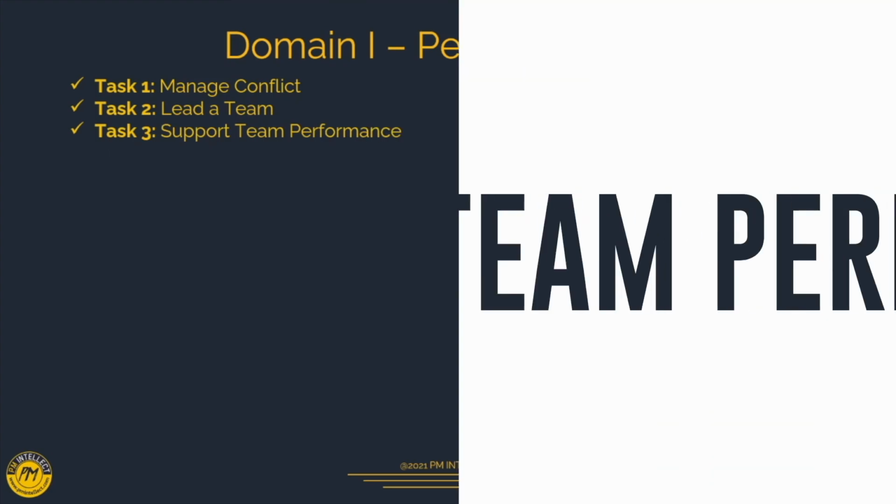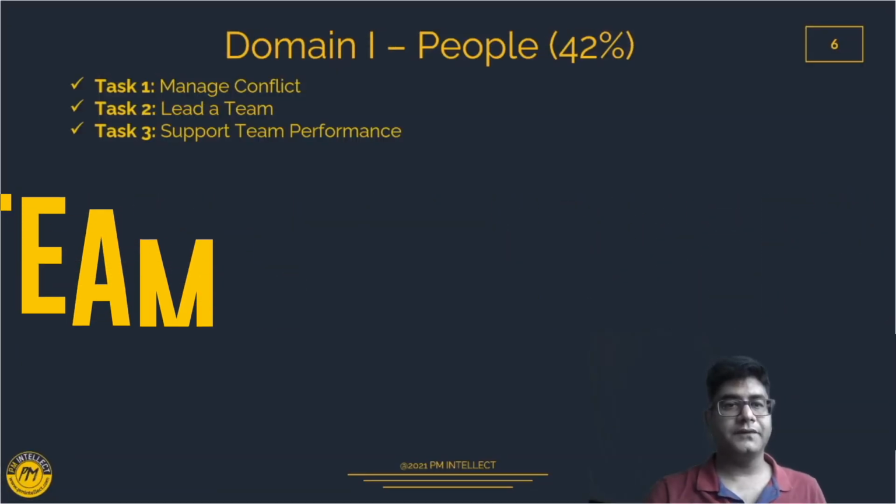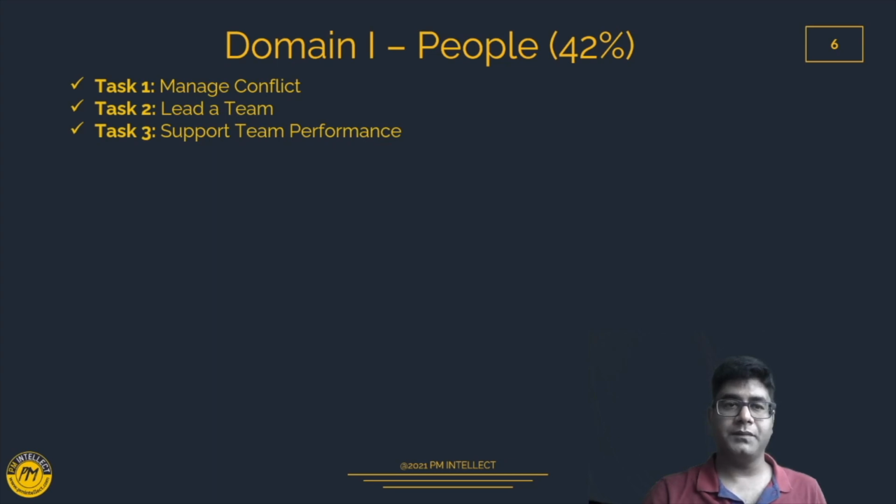The third task is support team performance. The first thing is to give them the KPIs against which the performance will be measured, support them in performing the activities, give them feedback in case they are deviating or the performance is not up to the mark, as well as guide them in order to meet the performance objectives.